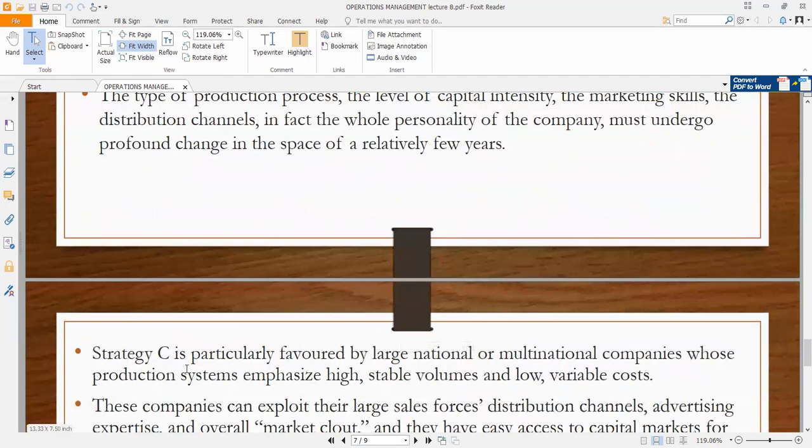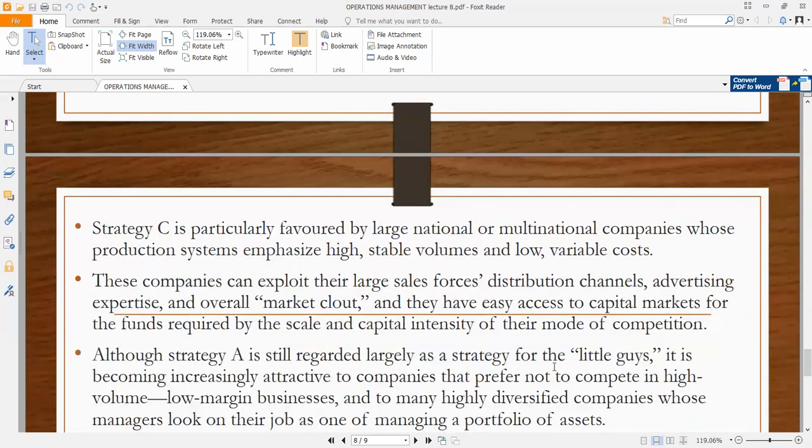Okay. Now, strategy C is particularly favored by large national or multinational companies whose production systems emphasize high, stable volume and low as well as variable costs. Okay, so when we talk about variable costs, we're talking about costs that can change. For instance, electricity bills are variable costs. Salaries of workers, those are variable costs because they can vary with time. You can't give your employee $2,000 every month for a long time.